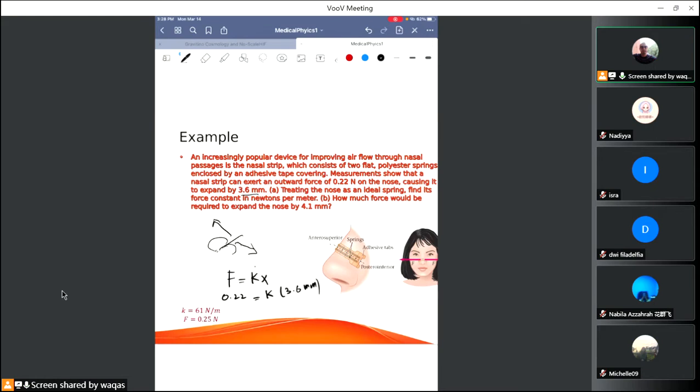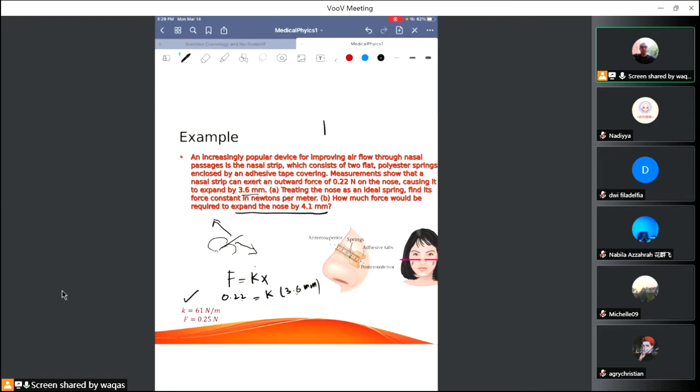So you need to convert millimeter into meter, and then you need to divide here so you can get a constant. Okay, how much force will be required to expand a nose? Now you know this k, and you need to again find if you want to expand. If you want to expand a nose 4.1 millimeter, how much force do you need?